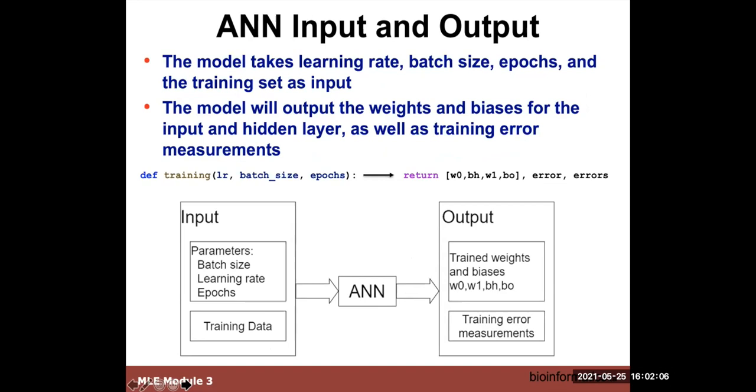We have a learning rate, which is, remember, the eta, the batch size, which let's just say is five batches, and the number of epochs, which we can choose, or we can define it as when the gradient or change gets too minimal and the algorithm stops. So we have as input batch sizes, learning rate, epochs, and the output is the trained weights, the new biases, and the training error measurements.